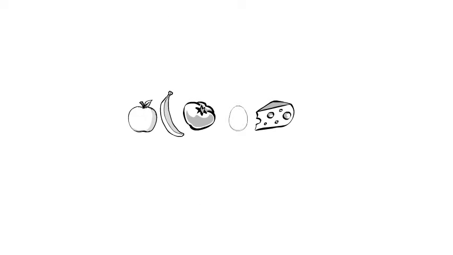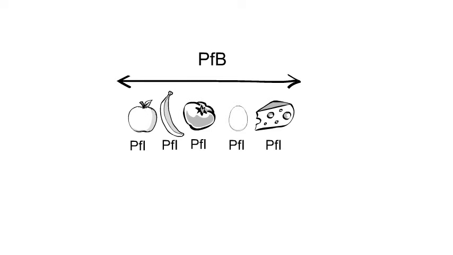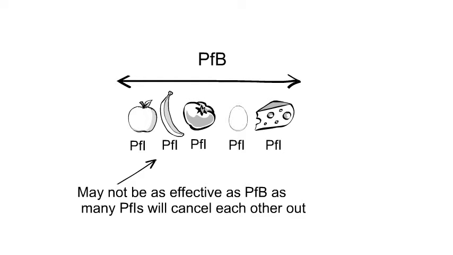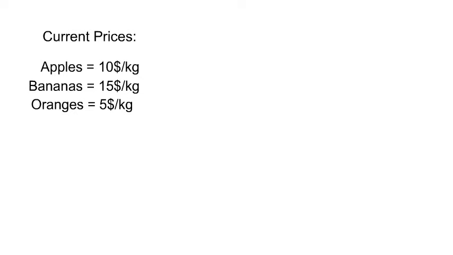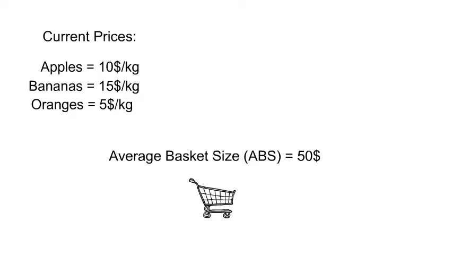Businesses that offer multiple low-cost goods are a perfect candidate for employing PfB, since employing dozens of PFI states may be counterproductive. Let us assume that we are dealing with a retailer that sells only bananas, apples, and oranges. Only 3 goods have been chosen, for illustration practicality reasons. Let us assume the following prices. Let us also assume that an average basket size is $50, and the frequencies in the ABS are as follows.